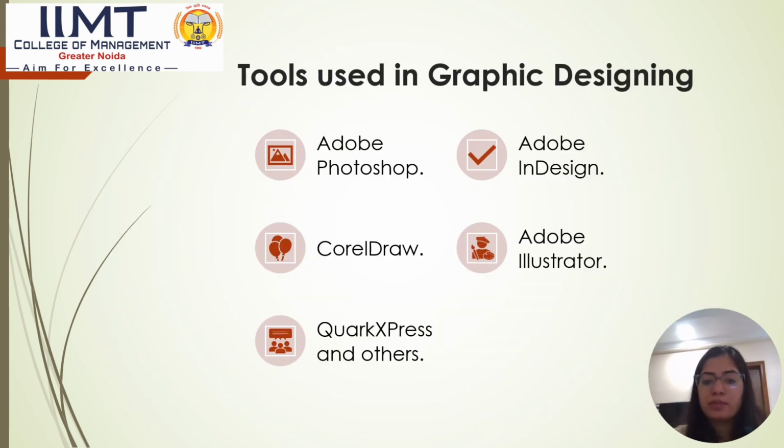So as of now, we have understood what graphic designing is, its purpose, its types, and its objective. Now we will try to understand the different tools used for graphic designing. It means the different software we use for designing a particular graphic: Adobe Photoshop, Adobe InDesign, CorelDRAW, Adobe Illustrator, QuarkXPress, and of course others also. But these software are primarily used in media organizations.